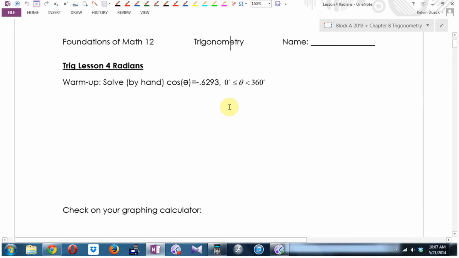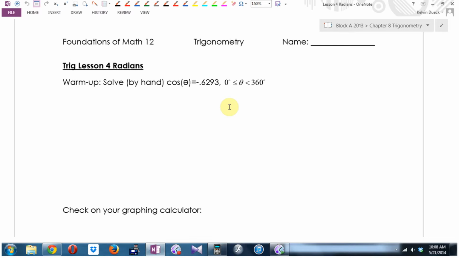Solve by hand. Cos theta equals negative 0.6293. I did show you how to solve these on your graphing calculator, and I showed you how to check your answers. Let's solve this by hand, because there's a couple of these on your take-home quiz. How would I solve this by hand?